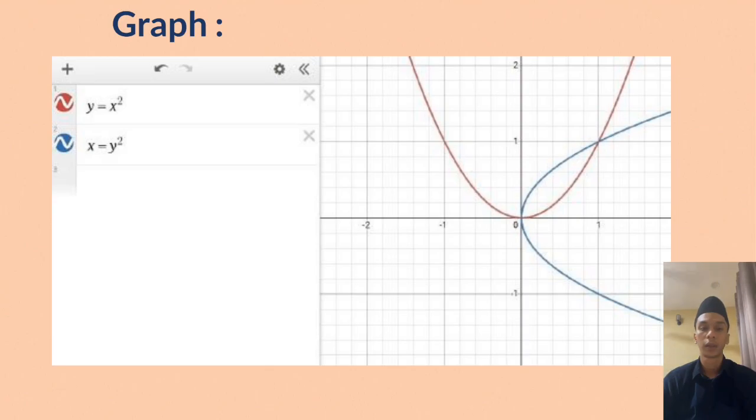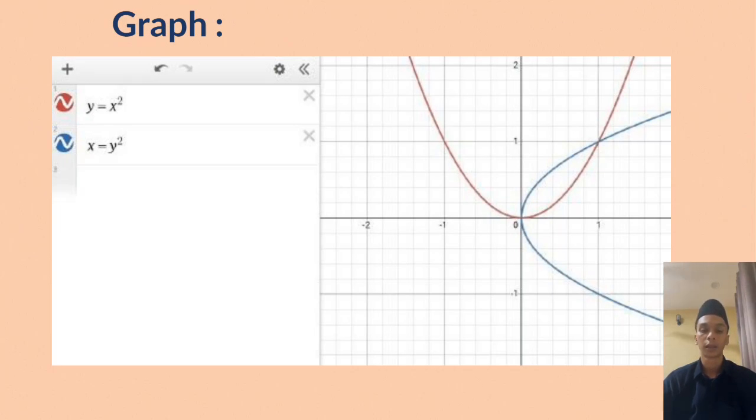So for this figure, from the equation given, which is x equal to y square and y equal to x square, we enter the equation in the Desmos application. Then we will get two curves as a result, the x curve and the y curve. The curve for x is horizontal and the curve for y is vertical. Both of the curves are smile shaped.